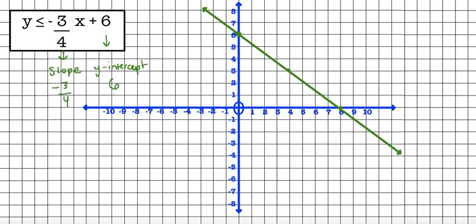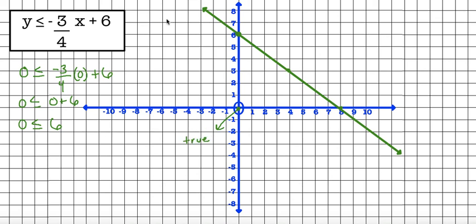So here we're going to test out two coordinates. We're going to substitute x and y to see if we get a true statement. So y is less than or equal to negative 3/4x plus 6. So we're going to pick the coordinate 0, 0. So 0 is less than or equal to negative 3/4 times 0 plus 6. So 0 is less than or equal to 0 plus 6. 0 is less than or equal to 6, and that is true.